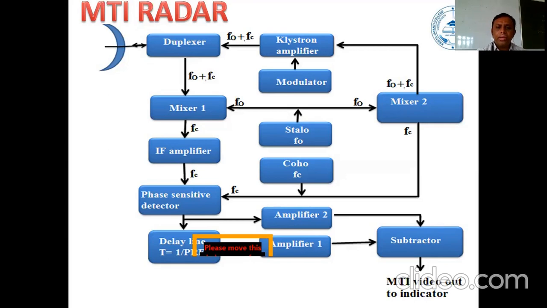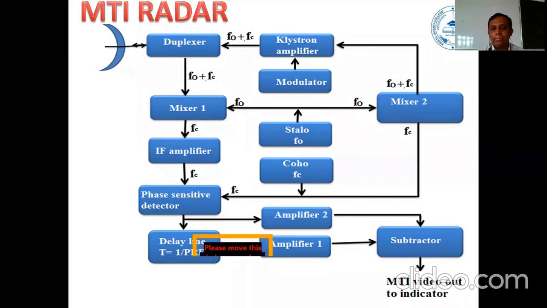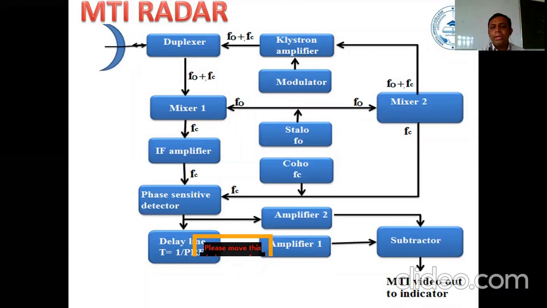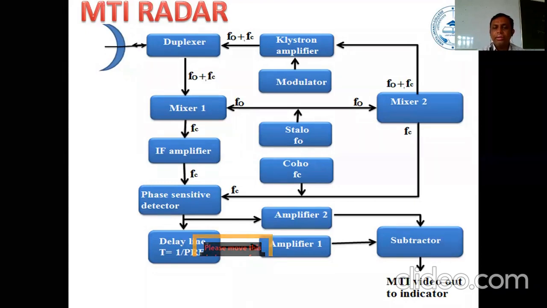But the drawback of this radar is that it will not give any information about at what distance the target is identified. This radar will only identify the target, but it will not tell you at what distance the target has been identified. It will also not give you any information about the size of the target, or whether the target is approaching towards the radar or moving away from the radar. Simply, it will identify the moving target, and it will give the velocity of that moving target.